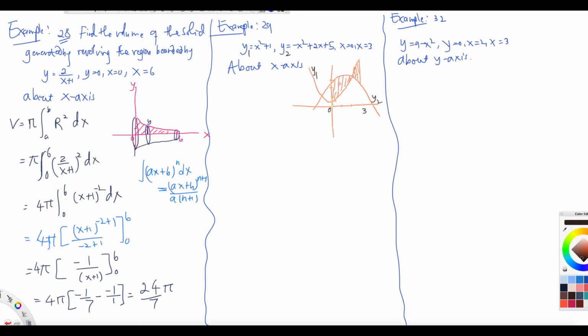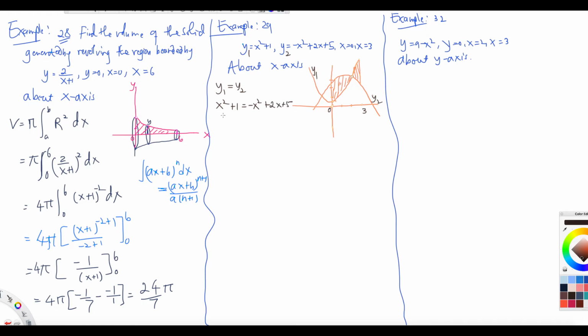Okay, so to find this point of intersection, how do you do that? You just set them equal. So y1 equals y2. If you do that, it will give you this point of intersection and that point of intersection, but we need just that one, because this is the region that we are interested in, right? So write x squared plus 1 equals negative x squared plus 2x plus 5, right?